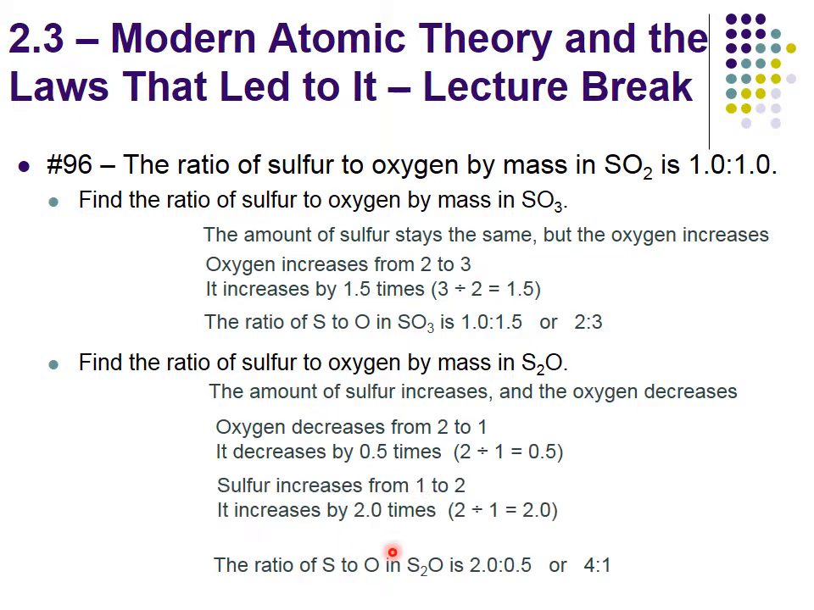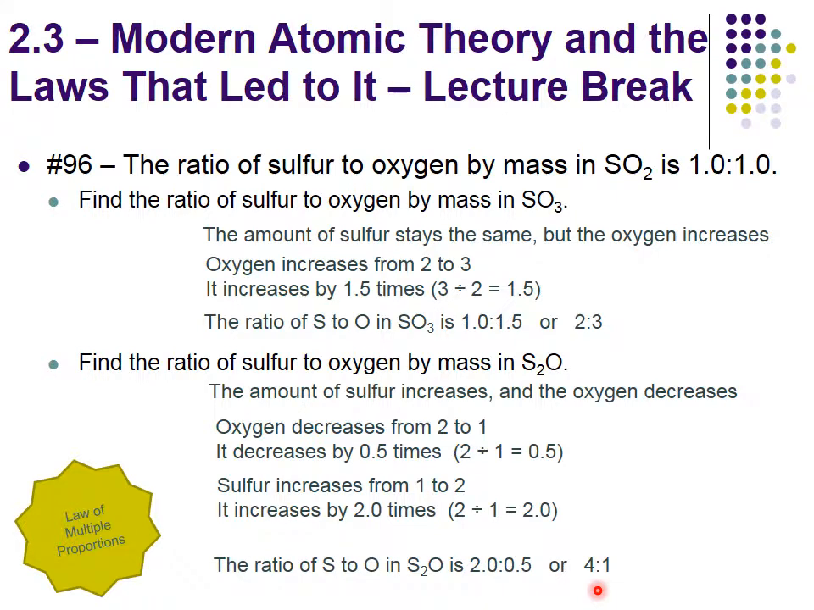Oh, those are out of order. There we go. The sulfur increased from 1 to 2, so it increased by 2 times. So we're going to take these new numbers, the 0.5 and the 2, and that's our sulfur to oxygen ratio down here. And again, if we multiply everything in here by 2 to get them into whole numbers, it gives us a 4 to 1 ratio.